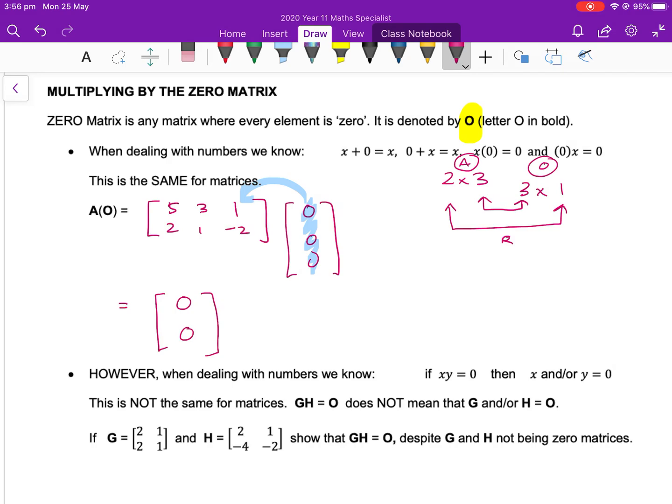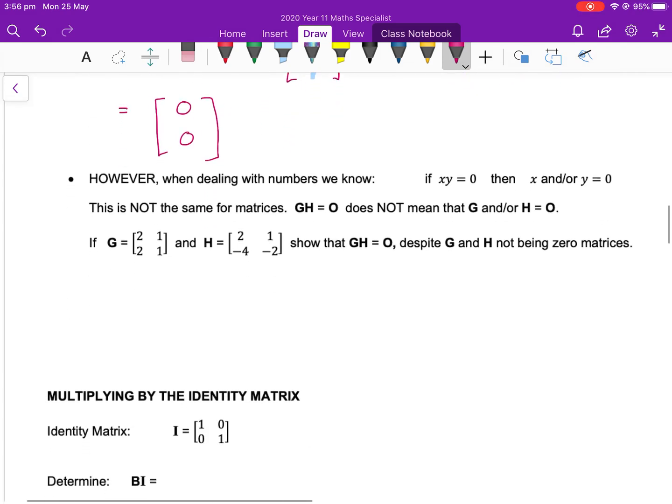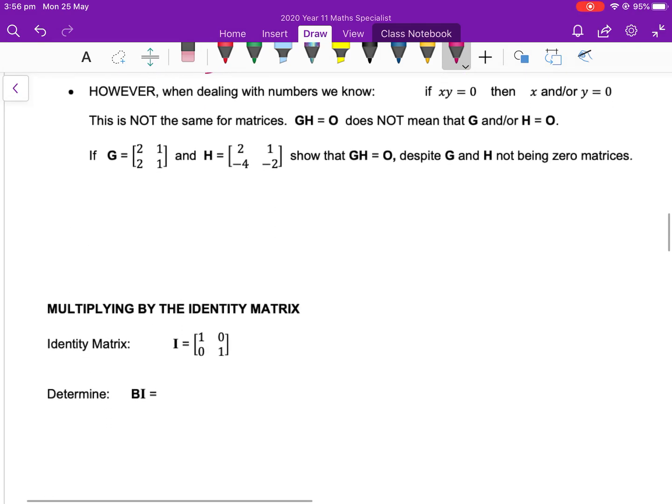Same with a matrix. However, if we think about this another way, does it always have to be a 0 matrix to end up with a solution that's a 0 matrix? Do we always have to multiply by a 0 matrix? So what we're going to see here is that if we have two numbers, x and y, that multiply to give 0, then we know that one of them or both of them has to be 0. But with matrices, this is not always the case.